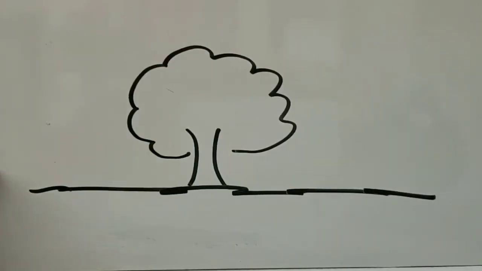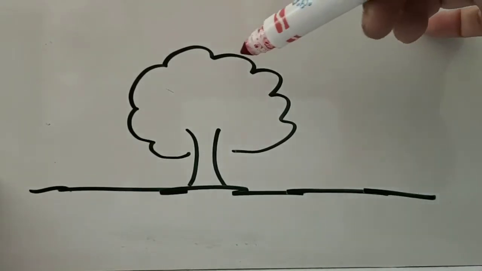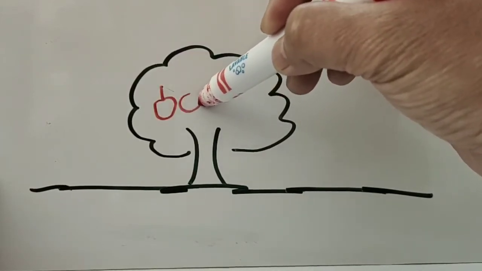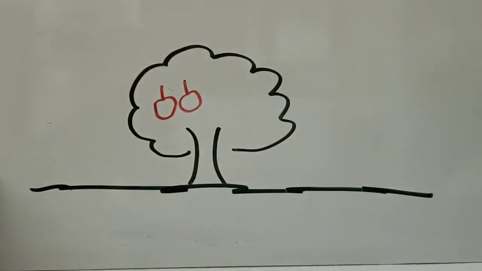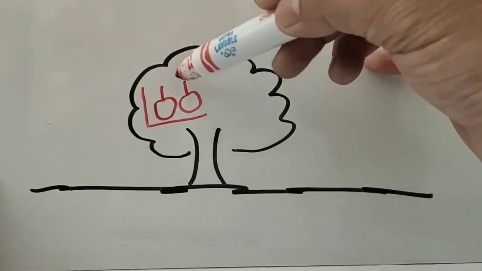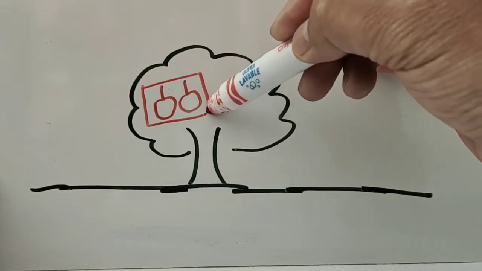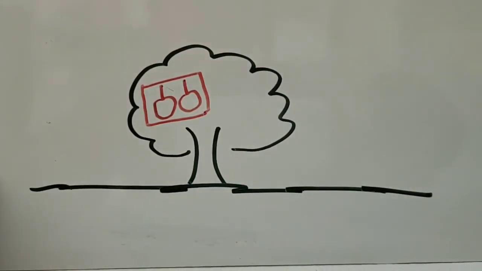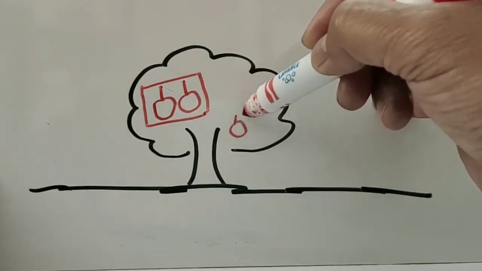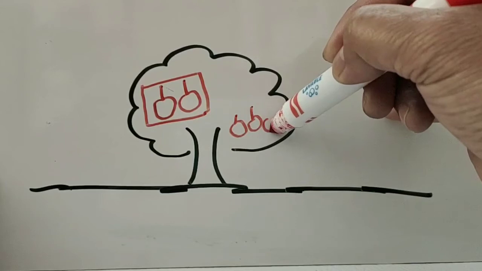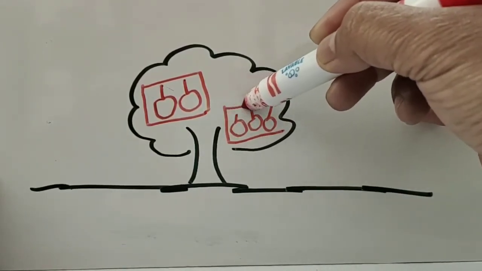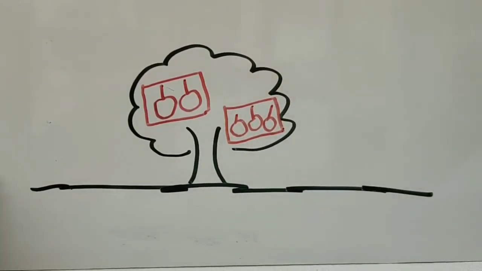All right, here's our next addition story. At first, I saw just 2 apples. How many apples did I see at first? Just 2. Let me put them in a box. I only saw 2 apples at first. But then I saw 3 more down here. 1, 2, 3. Let's put them inside a box. Just like that. Very good.